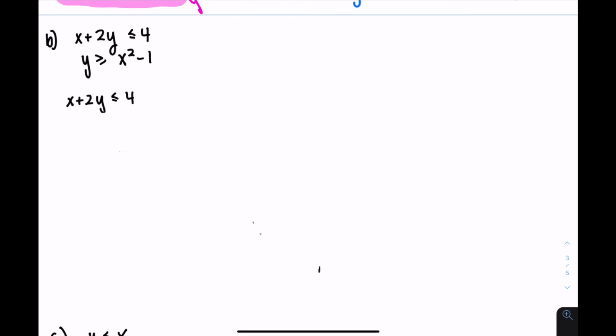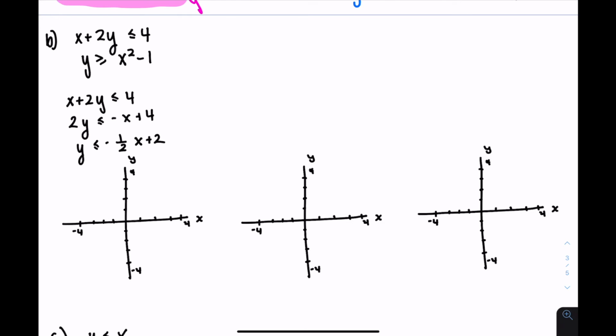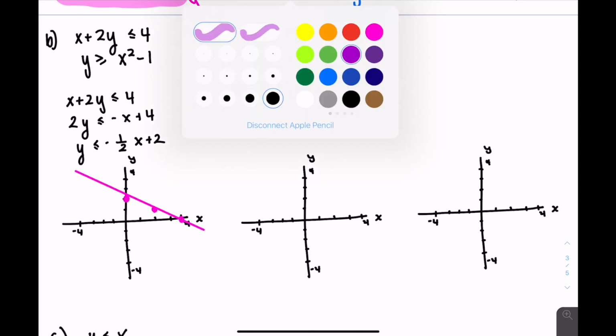So we've got x plus 2y is less than or equal to 4. Again, I just want to go ahead and solve this thing for y. And then we want to graph it. And I'm going to use the same graph over and over. So this is a line. The y-intercept is at 0, 2. My slope is -1/2, so I go down 1, right 1, down 1, right 1. And it's less than or equal to, so we can draw this as a solid line.